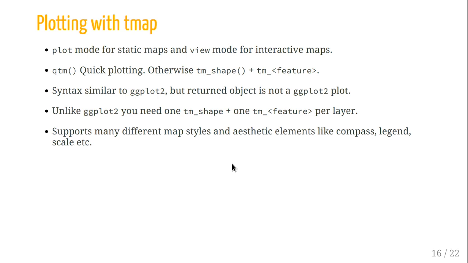There is a function called qtm, which basically takes some data and you tell it, okay, do this for me, and it'll do it all for you. It'll figure out what it needs to do. If you want to be a little more verbose, then you have to use the combination of tm_shape and tm_feature. And that's where it differs a little bit from ggplot2. You can read about that. I don't want to go into the details of how it differs. But it does support many different map styles. It supports aesthetic elements like compass and legends and scales. So I highly recommend that you check out tmap if you haven't already.